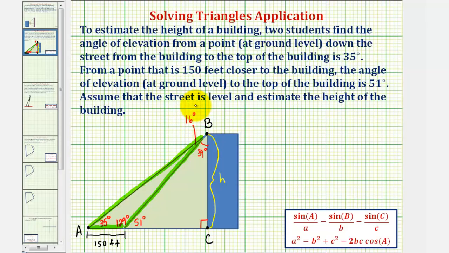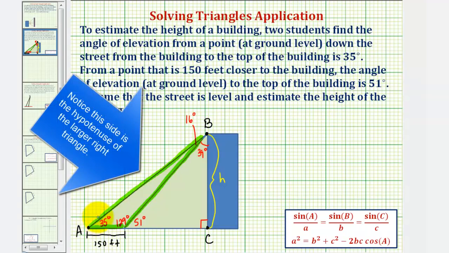We now need to find a strategy to find the length of this side here, which we labeled h. Notice how we don't have enough information to use right triangle trigonometry to find the length of side h, because we don't have the length of any of the sides of this large right triangle or this smaller right triangle here. So let's focus on this obtuse triangle and try to find the length of this side here.